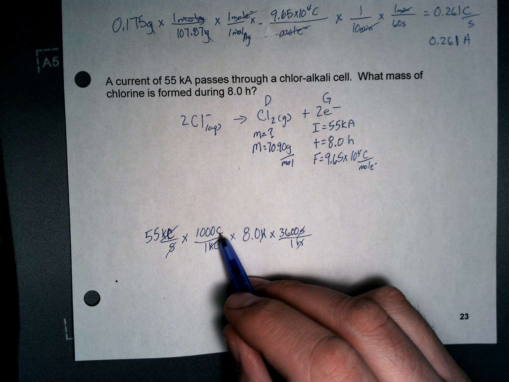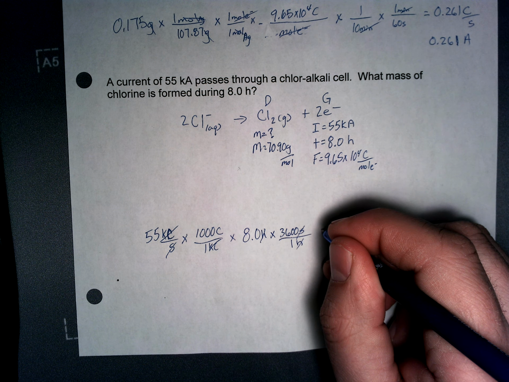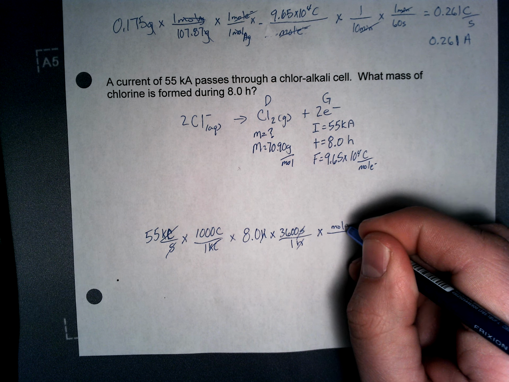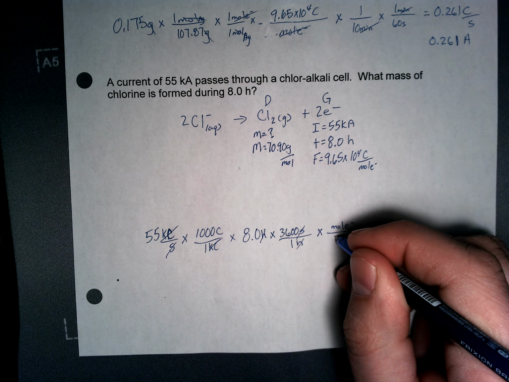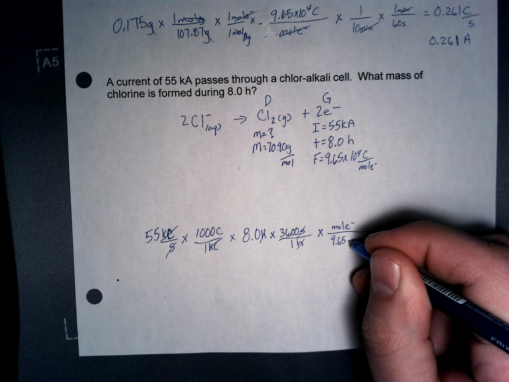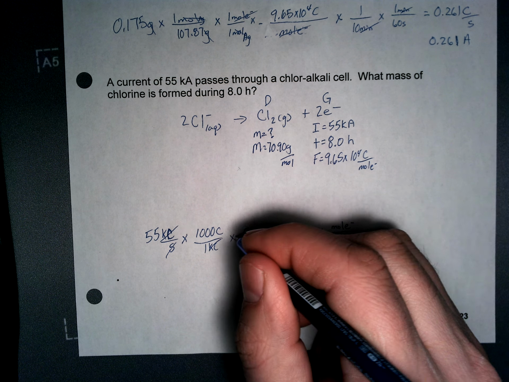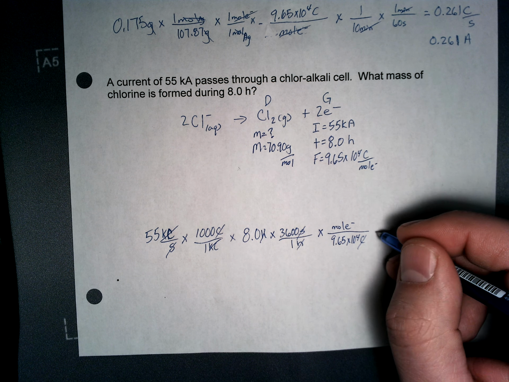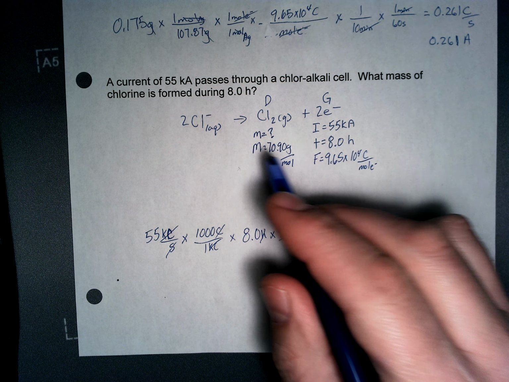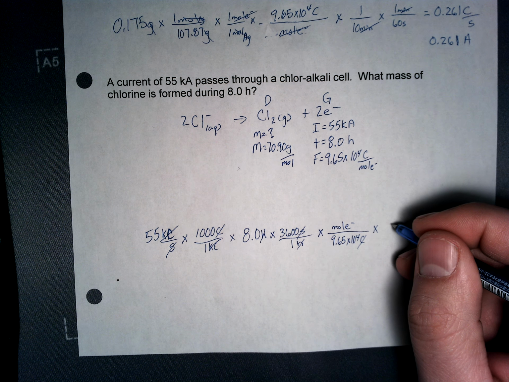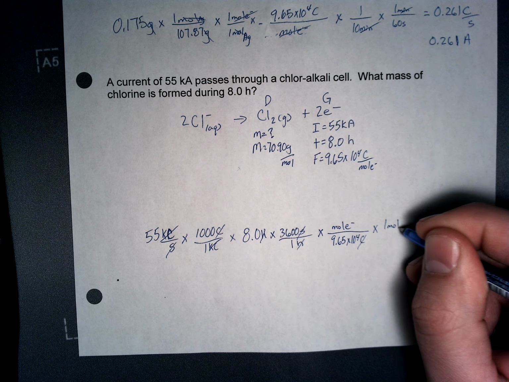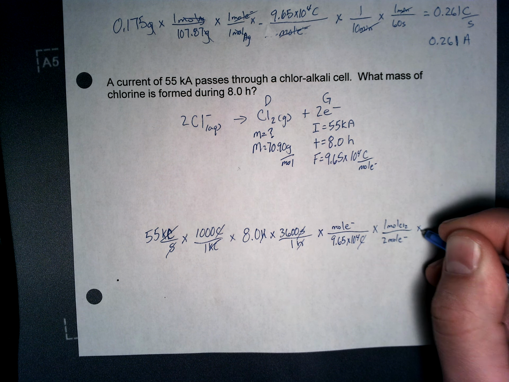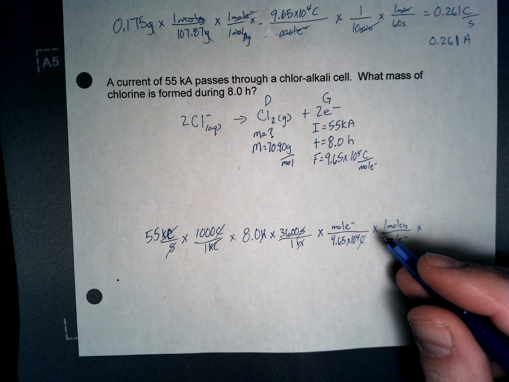Now we have coulombs that we need to get rid of. To get rid of coulombs, we're going to use our Faraday's constant. This is where we'll flip it over, because we want moles of electrons, so we divide by 9.65 times 10 to the 4 coulombs. The coulombs cancel. If I put an equal sign right here, I would have moles of electrons. Now I want moles of chlorine, so I'm going to times by the mole ratio, desired over given: 1 mole of chlorine for every 2 moles of electrons. Again, an equal sign here will give me moles of chlorine.